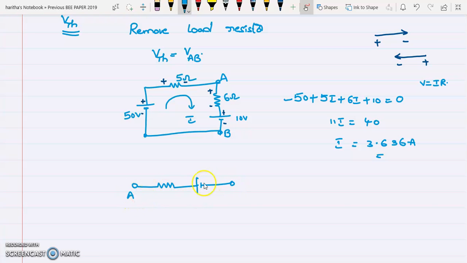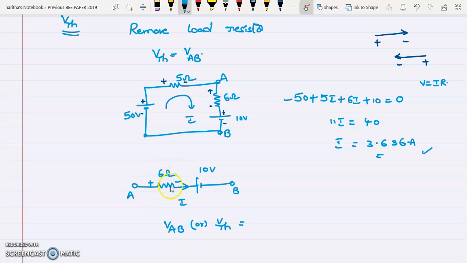This is A terminal and this is B terminal, and the current passing through it is I. Already we know the current value, 3.63. What is the resistor here? 6 ohm, and this is 10 volts. Now you have to write the voltage across this A and B terminals. That is nothing but VThevenin. So to write VAB, what you have to do? The current is flowing from A to B. So this is plus and minus.